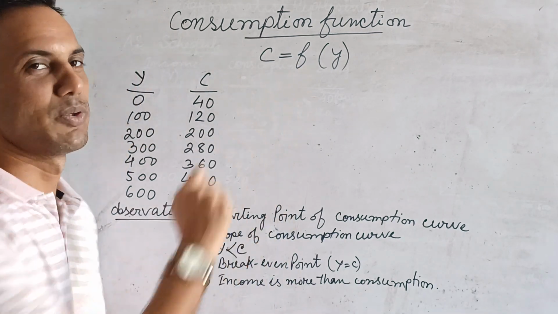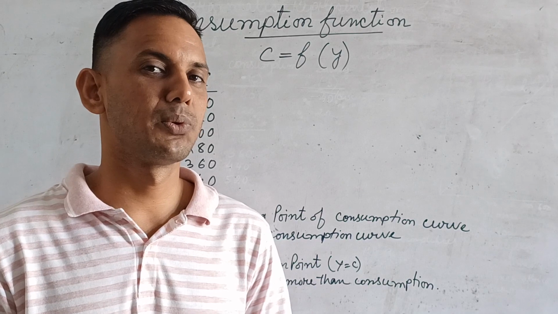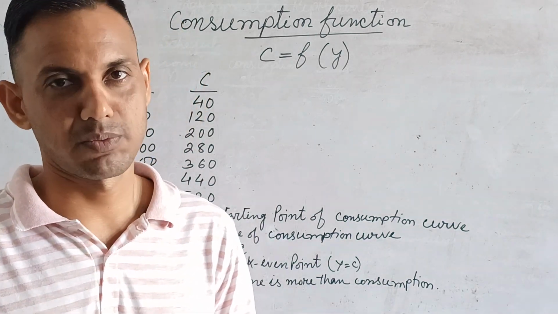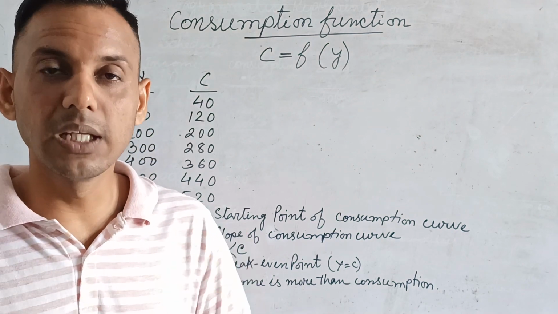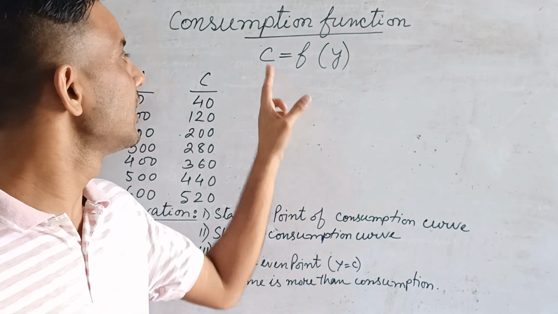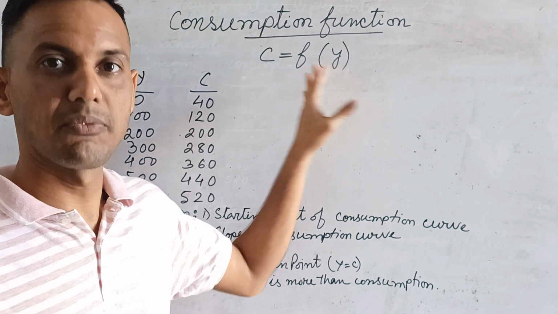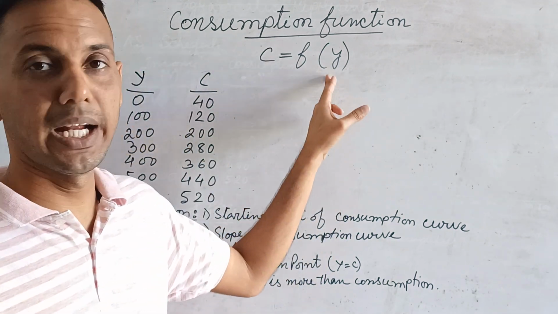Discuss about the consumption function. So first of all, we have to know about the meaning of consumption function. What do you mean by consumption function? So consumption function, this is the functional relationship between consumption and income. Okay, functional relationship between consumption and income.